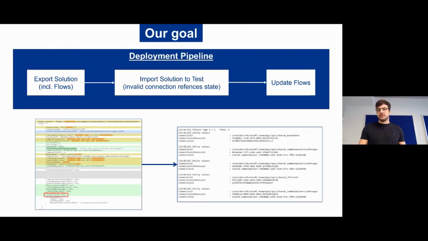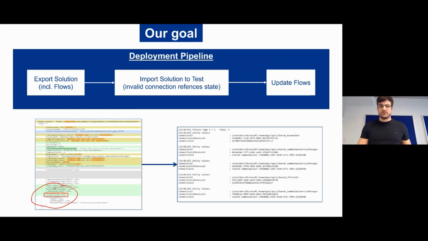Our goal is basically to export a solution, including flows, and import it to another system. This is straightforward. Then we need to update the flow. We can use the same process as before, but we don't have to do any manual steps after the deployment. So we export the solution using the common SDK APIs and functionalities, import it to our test system, and then we usually have an invalid connection reference state. You can see it here: the connection ID will be null, which just means it's not defined yet.